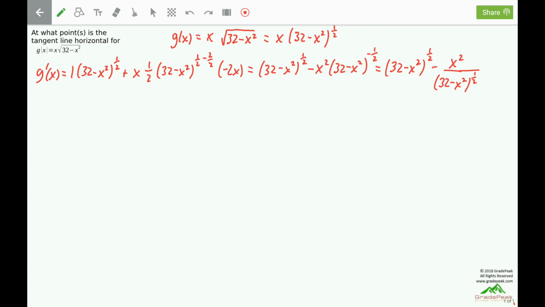Our next step is to get the common denominator. The first term, which is 32 minus x squared to the 1/2 power, does not have a denominator right now. The second term has this as its denominator, so we're going to multiply the first term by 32 minus x squared to the 1/2 over itself, a form of 1, to produce the common denominator between the terms.